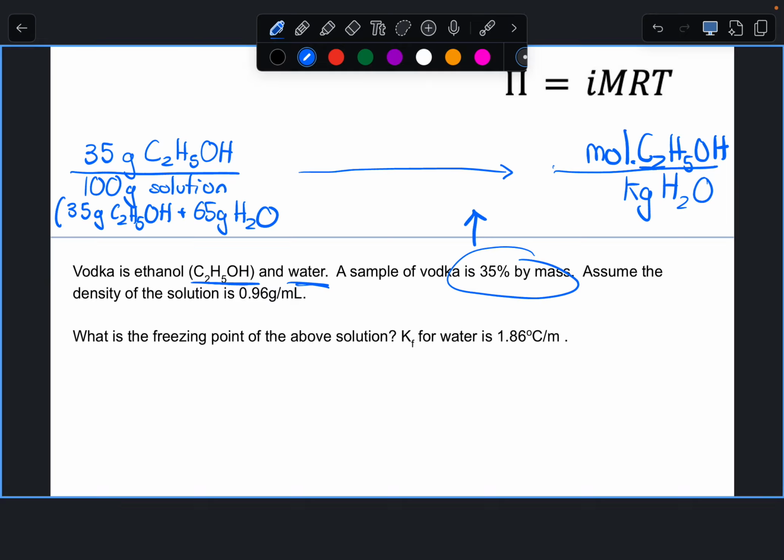You do not need the density here. They're giving you that in case you needed to go to molarity, but you're not doing molarity, you're doing molality, so.